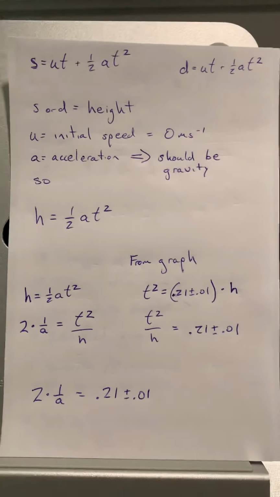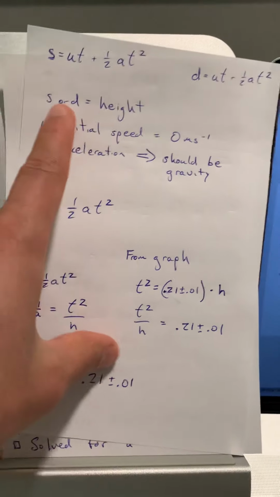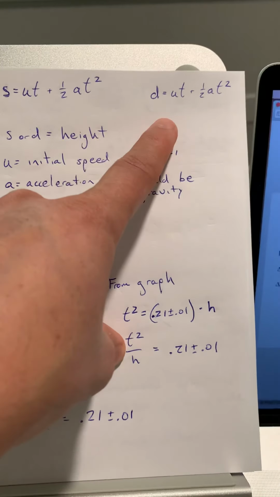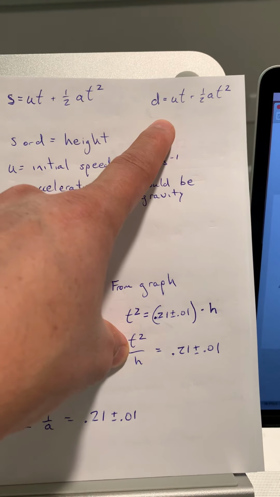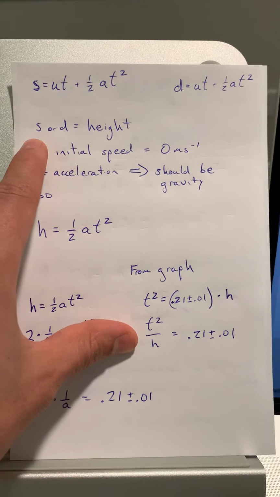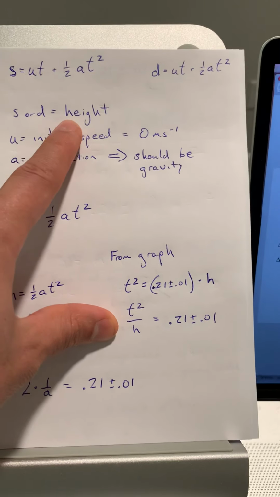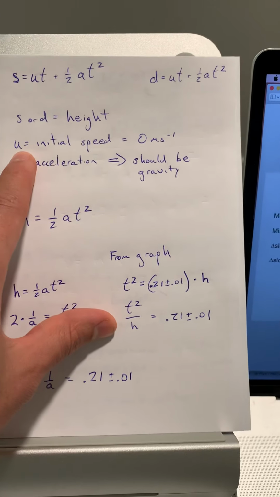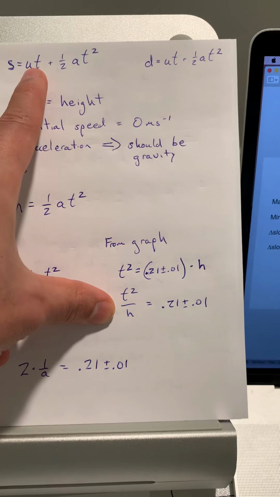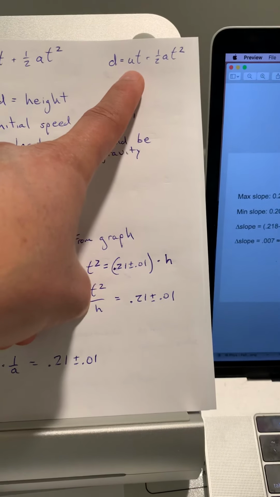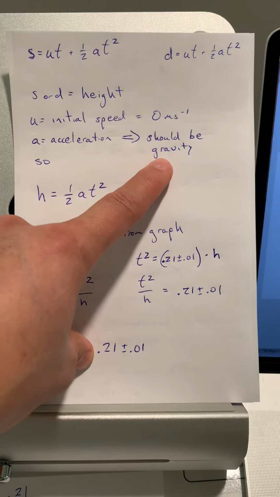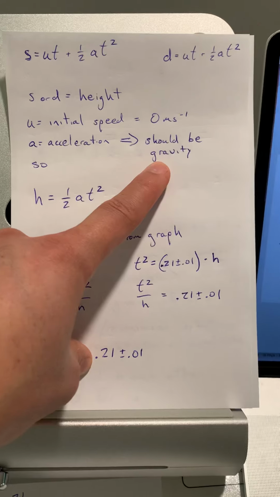Next, I'm going to take a look at my data booklet, and you'll find an equation that looks something like this: s equals ut plus 1/2 at squared. Maybe you remember it from physics 1 looking something like this. That's fine too. But here s, or d, is going to be your height, essentially. It's a distance. u was initial speed, which happens to be 0 because we had everything drop. So that means this entire term out front just disappears. a is the acceleration, which should be our value of gravity. That's ultimately what we're trying to measure here.